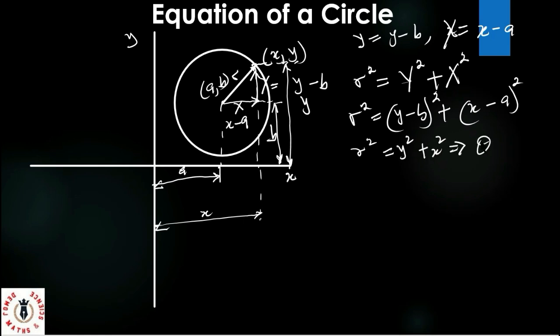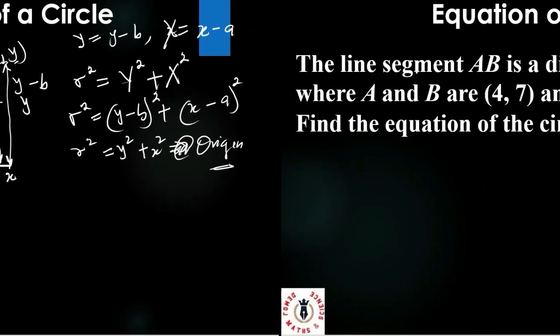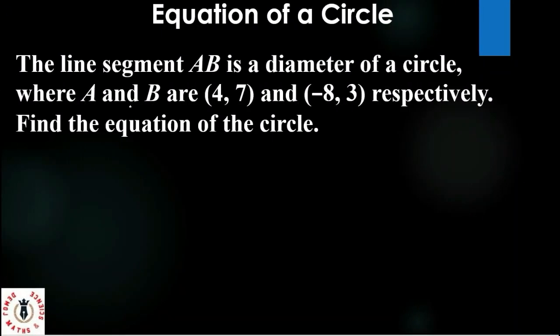This is when they are at what? At the origin. This is when they are at, let me use an at sign, at the origin. Now, my example says that the line segment AB is the diameter of a circle. Let's draw the circle. Here's a circle.